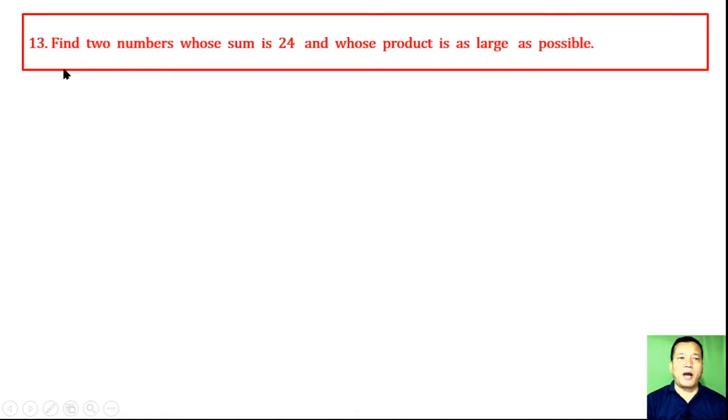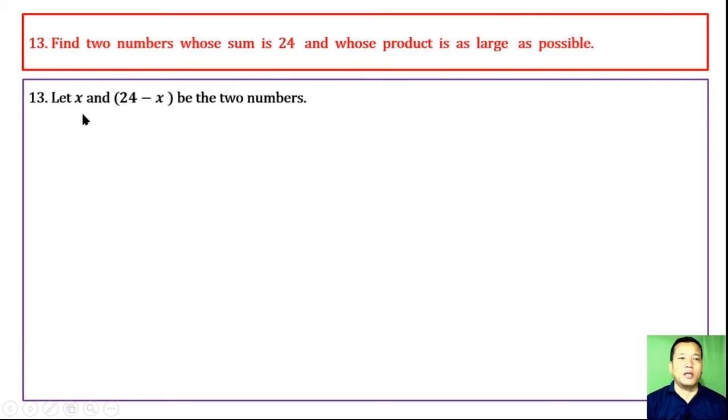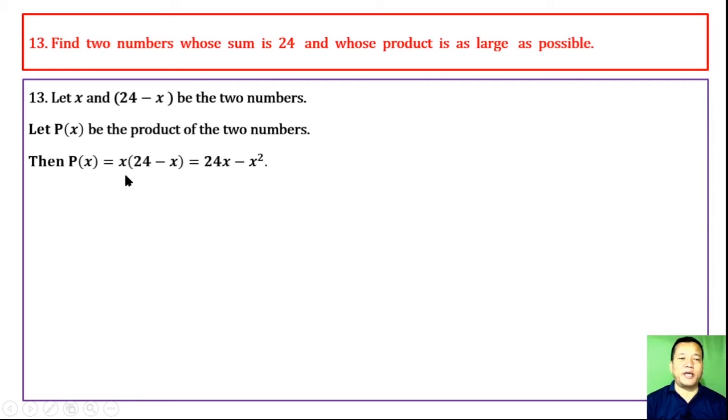Question number 13. Find two numbers whose sum is 24 and whose product is as large as possible. Let x and 24 minus x be the two numbers. Let p of x be the product of the two numbers. Then p of x is x into 24 minus x, which is equal to 24x minus x square.